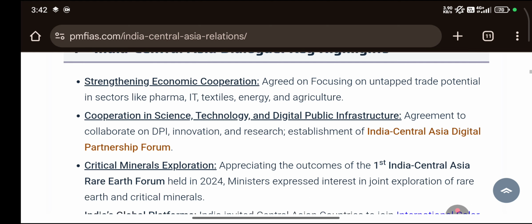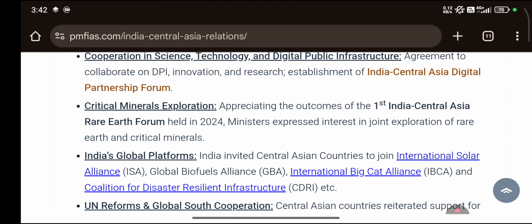Next, critical mineral exploration, which is very important these days, and it is a very heated topic because the US and China are very much at odds in the context of critical minerals. Appreciating the outcomes of the first India Central Asia Rare Earth Forum held in 2024, ministers expressed interest in joint exploration of rare earth and critical minerals.